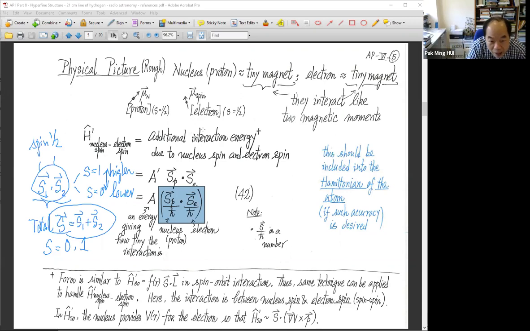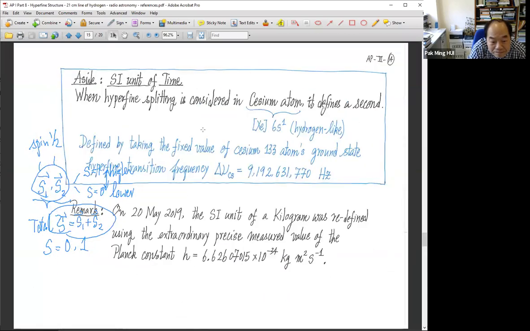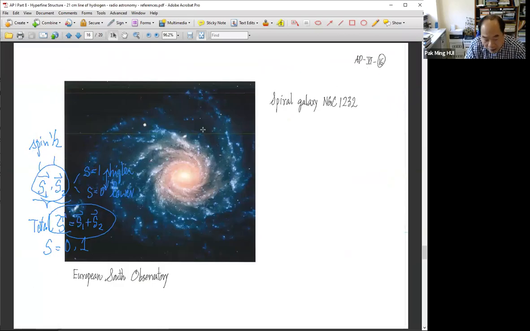I will show you one picture and then I will stop. You will have such pictures, and that is the hyperfine structure of the hydrogen 1s ground state.